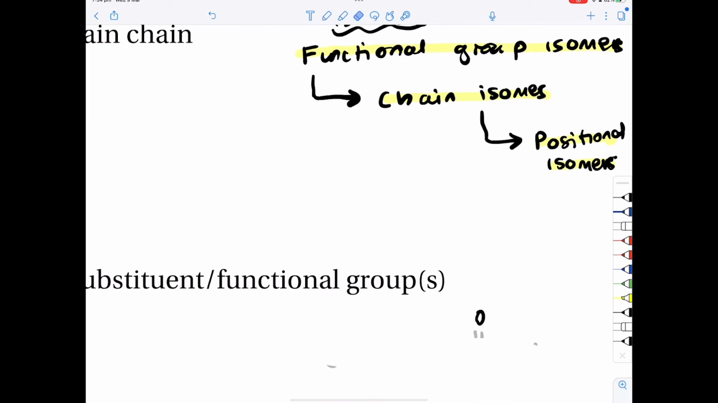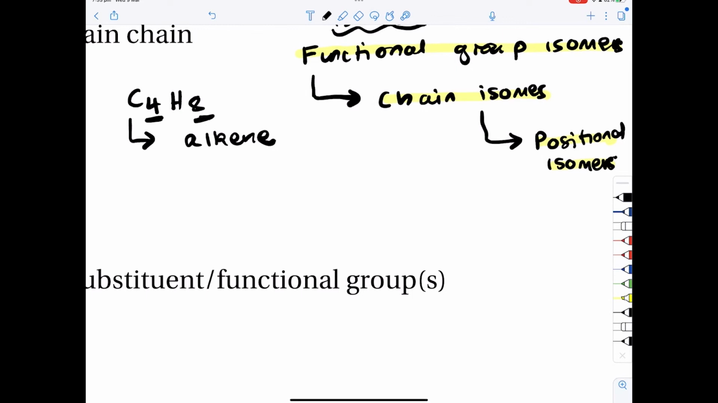Now, within a functional group, right? So using our example of C4H8, do you all agree there is only one functional group isomer that we can have? The only functional group isomer we can have is that of an alkene functional group. Everyone with me so far? That is the only functional group that can be present, because all you've learned is a single bond, double bond, and triple bond. This has to be a double bond hydrocarbon because of the proportion of carbons to hydrogens.